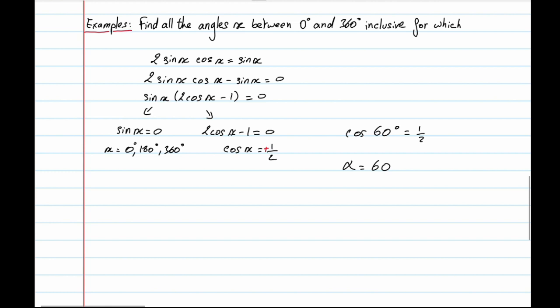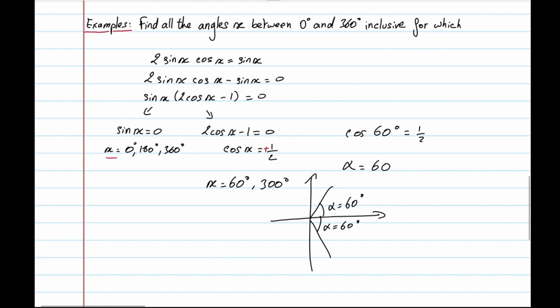1 over 2 is positive, so we know that cosine is positive in the first and the fourth quadrant. So we have an alpha here that is 60 degrees in the first quadrant, but we have the same in quadrant 4. We also have the alpha of 60 degrees. In quadrant 1, an alpha of 60 degrees just gives us x equals 60 degrees. But in quadrant 4, if alpha is 60 degrees, x is 300 degrees. So we have all the solutions for this equation.